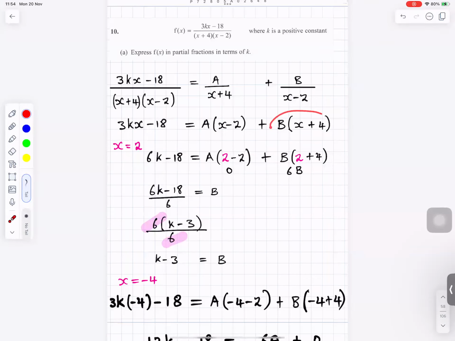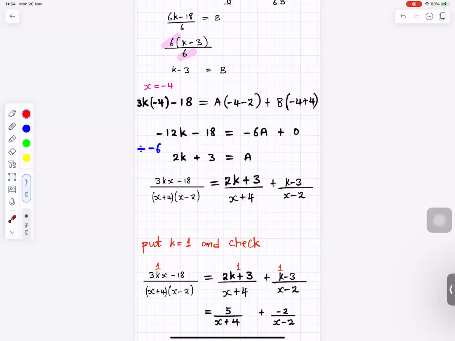Now we want b to be 0. We put x to be minus 4. When x is minus 4, you get the left side to be minus 12k minus 18. The b part will be 0. This will be minus 6a. So you divide by minus 6, and that gives you a to be 2k plus 3. Minus 18 divided by minus 6 is 3. Minus 12 divided by minus 6 is 2. So your answer is (2k + 3)/(x + 4) plus (k - 3)/(x - 2).